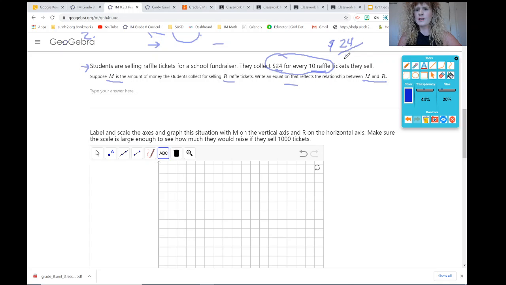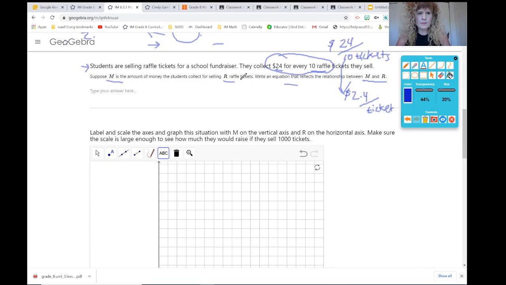$24 for every 10 raffle tickets. I'm going to just jot that down right away. I don't want to lose that information. That's important. That's a rate. And if you reduce that fraction, what you get is 2.4. I wrote a 5, I meant 4. 2.4. And the units are dollars. $2.40 for each ticket, for each one ticket. Go ahead and reduce that fraction. You'll get the same thing. 24 divided by 10 is $2.40 per ticket.